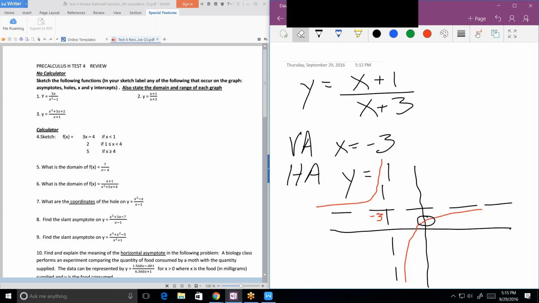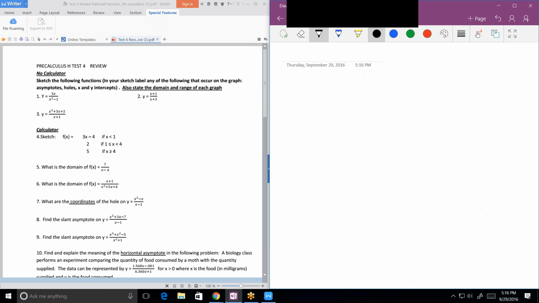And, you know, if your life depended on it, you might want to put in a number to the left of -3 just to make sure we're in the right spot. Now let's put in -4. -4 gives us -3 over -1, which is a +3. And that goes over, so that would work. Right there. Okay. So our red is correct. All right. So far we haven't had any holes.